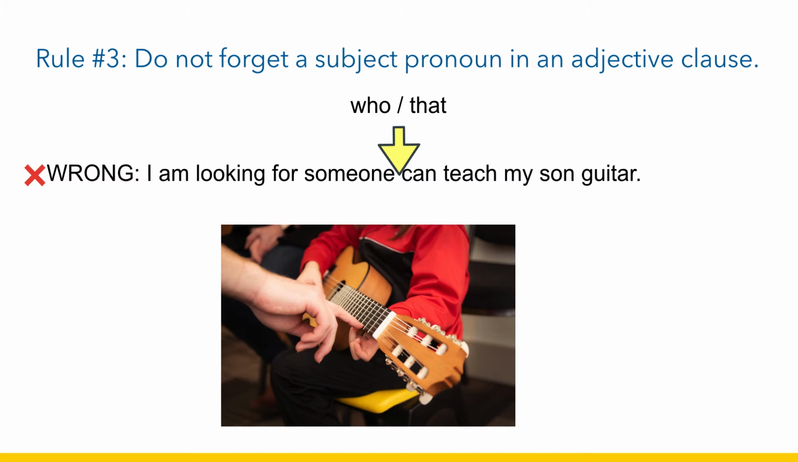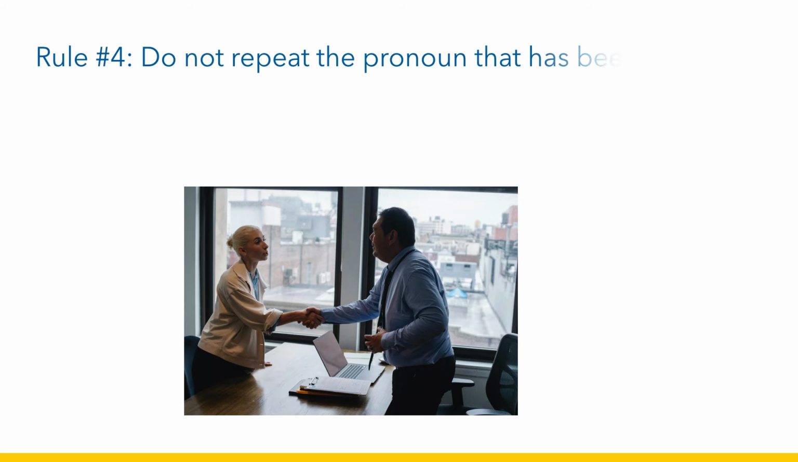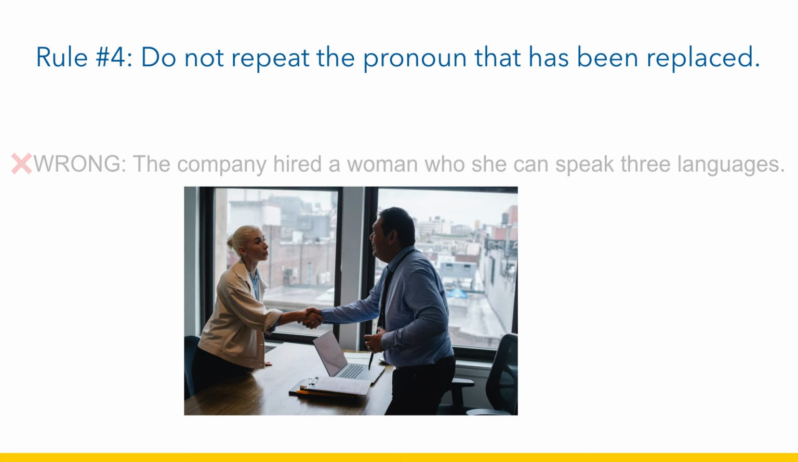How about right here? I'm looking for someone who can teach my son guitar, or I'm looking for someone that can teach my son guitar. It's okay to leave out an object pronoun in an adjective clause, but not a subject pronoun. Rule number 4. Do not repeat the pronoun that has been replaced in the adjective clause.